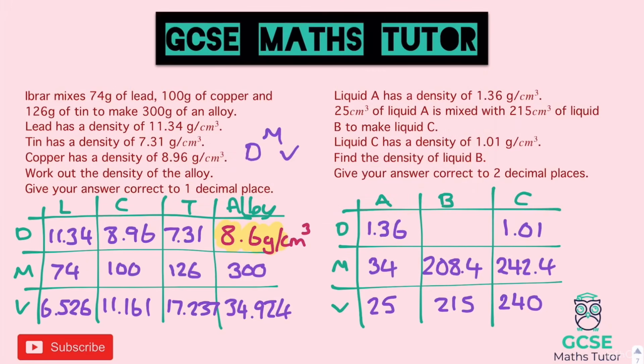Right, so we can finish this off now. Density is mass divided by volume, so 208.4 divided by 215 gives me a density of 0.97 to 2 decimal places, grams per centimetre cubed. Right, and there's our final answer for that one. Okay, one more question then with something slightly different for you to have a go at before we finish.